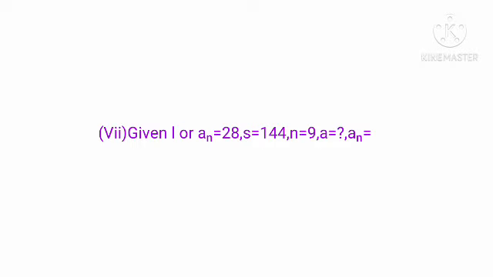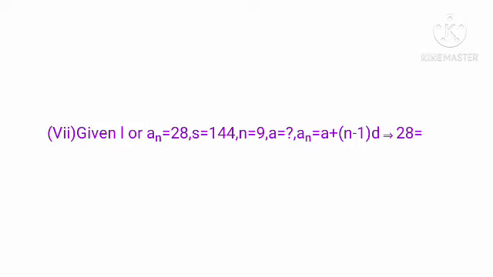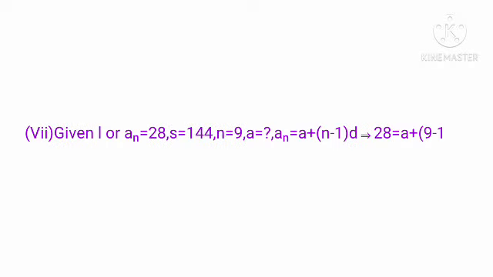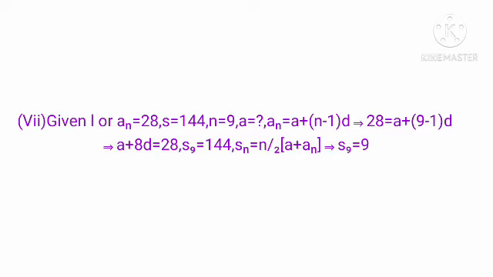Seventh question: given last term, l or an is equal to 28, S is equal to 144 and n is equal to 9. a is equal to how much? Formula: an is equal to a plus n minus 1 into d. That implies an, 28, is equal to a plus 9 minus 1 into d. Implies a plus 8d is equal to 28. Then S9 is equal to 144, it is given.